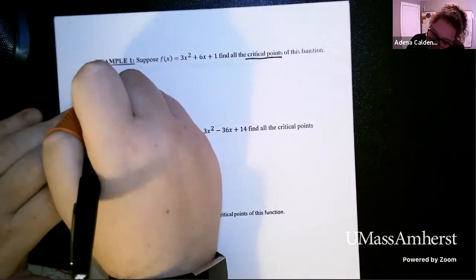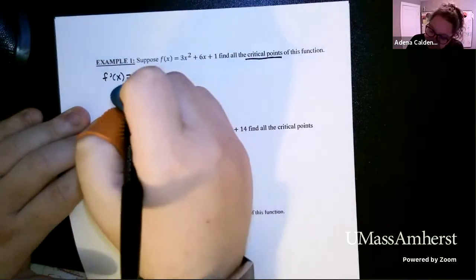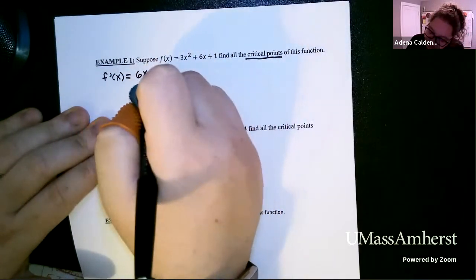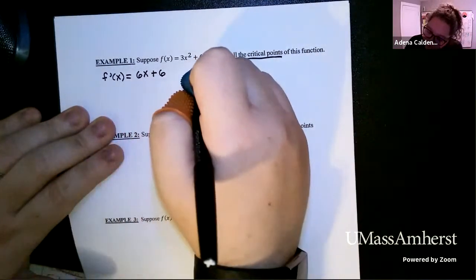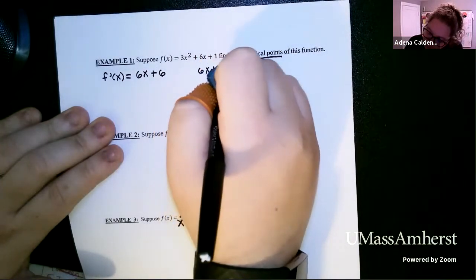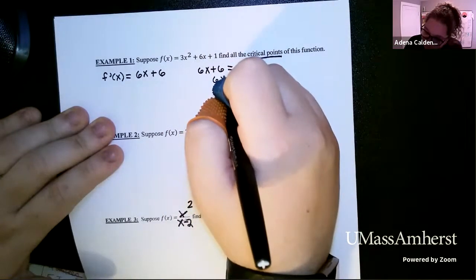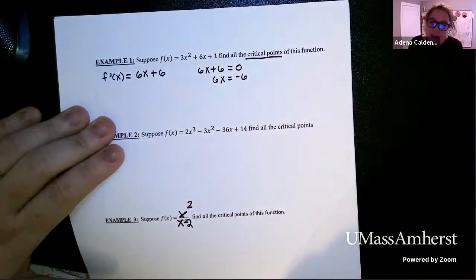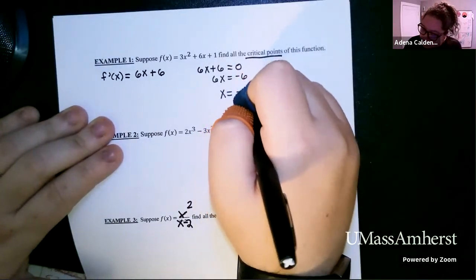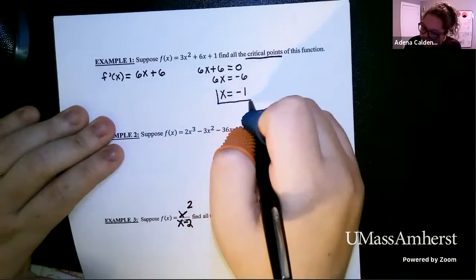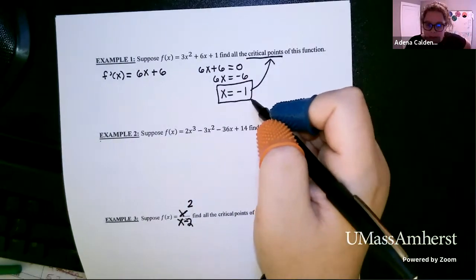So here we have to start by finding the first derivative. We're doing the power rule here. So we get 6x plus 6, and then the derivative of 1 is 0. Once we have our derivative, we want to set that equal to 0 and solve for any x values. So we subtract 6 to the other side. So we get 6x equals -6. Then we divide by 6, and we get x equals -1. So x equals -1 is the critical point of this function.